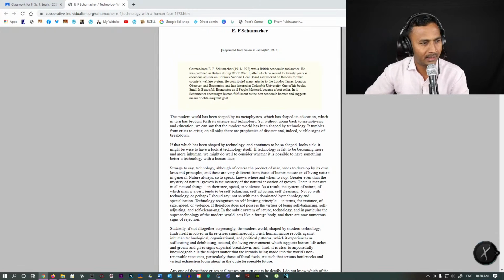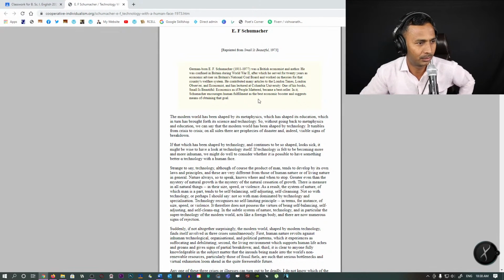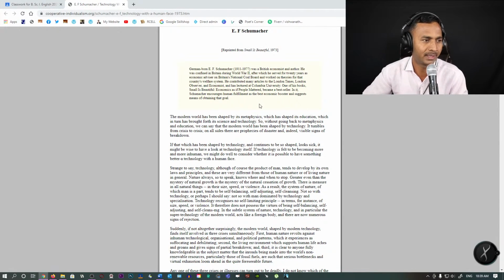He contributed many articles to the London Times, the London Observer, and the Economist. These are some of the best magazines in the world, and he has been a contributor to them. He lectured at Columbia University. One of his books, Small is Beautiful: Economics as if People Mattered, where this essay was also written, became a bestseller. It was a very popular book, and this chapter comes from it. In it, Schumacher encourages human fulfillment as the best economic booster and suggests means of obtaining that goal.